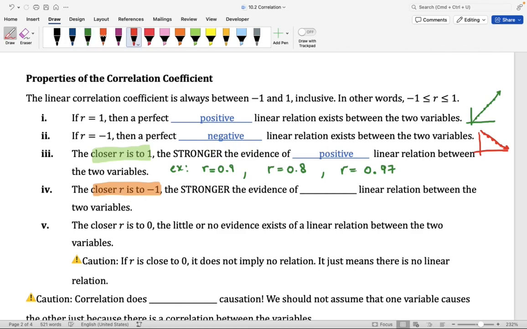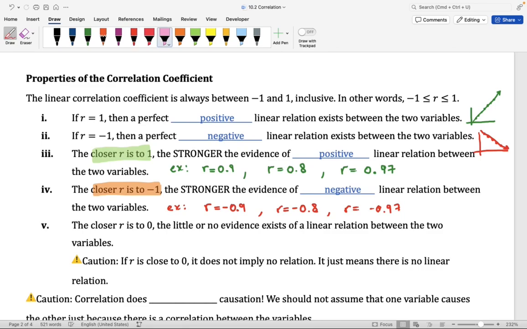Now, the closer R is to -1, the stronger the evidence for a negative linear relationship between the two variables. And again, you can give yourself some examples. I'm just going to use the same values as above. We could have R equal to -0.9, R equal to -0.8, R equal to -0.97. We're seeing that these values are close to -1. So we're expecting to see a strong linear relationship, but this time a negative linear relationship.